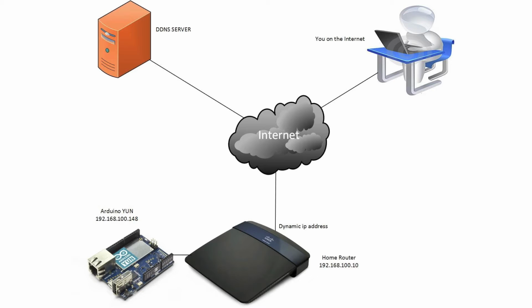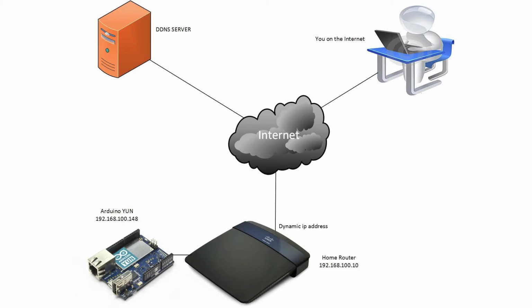In this video, I'm going to show you how to access Arduino YUN from the internet when you have an internet connection at home having a dynamic IP address. We're going to use a service called DDNS. In this, rather than using an IP address to access our YUN, we are going to use a domain name, and this service, which is DDNS, will convert the name into an IP address for us, and it is transparent, so we don't have to do anything.